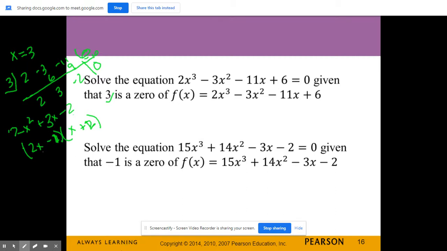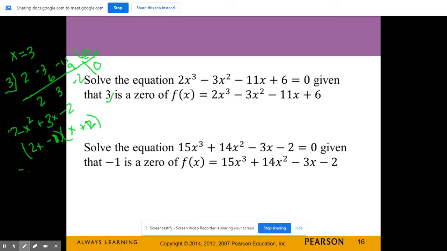Right, because I foiled this back together. 2x times x is 2x squared. 2x times 2 is 4x. Negative 1 times x is negative 1x. Add that together, you get 3x. Negative 1 times 2 is negative 2. You could also factor this using the MUDS method, right? So the MUDS method would have worked there as well. To me, it's easier to not do that, but you can still do that if you want.